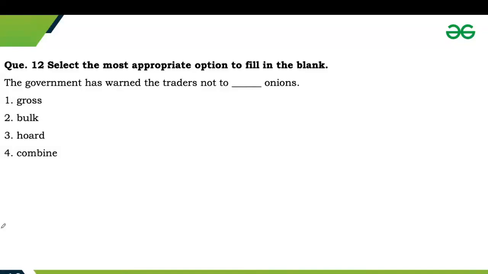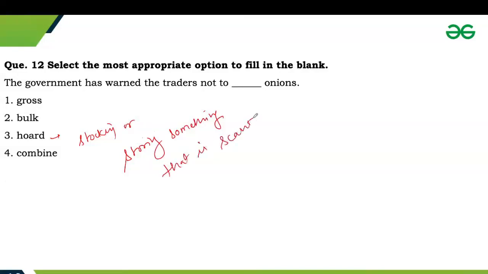So, in this sentence, the third word is hoard. Hoard refers to stocking or storing something, storing something that is scant. The sentence refers to the government warning traders to not do something to the onions. The onions cannot be grossed, they cannot be bulked, and also they cannot be combined. So they can be hoarded. So third will be the correct answer, hoarded.